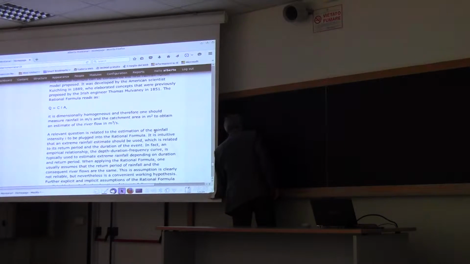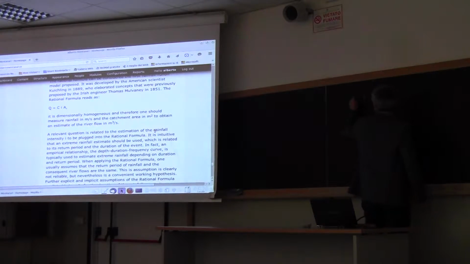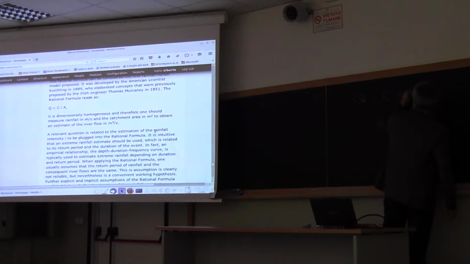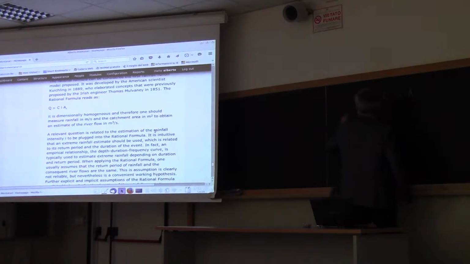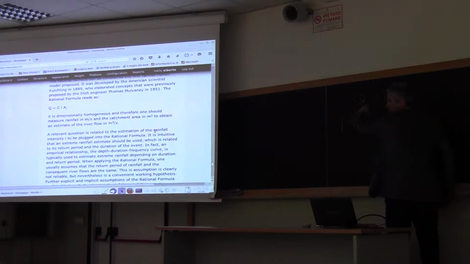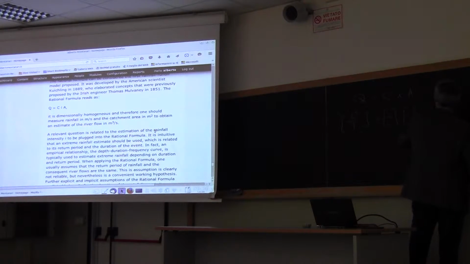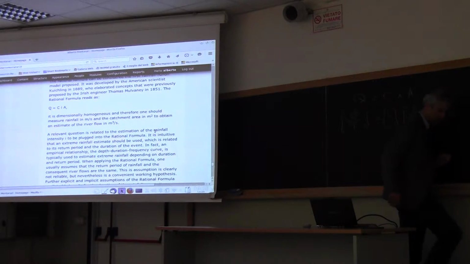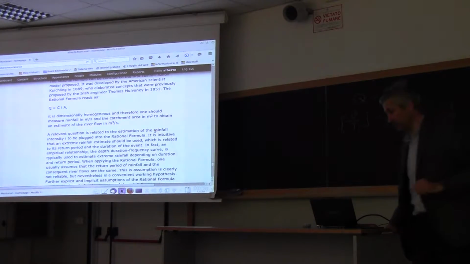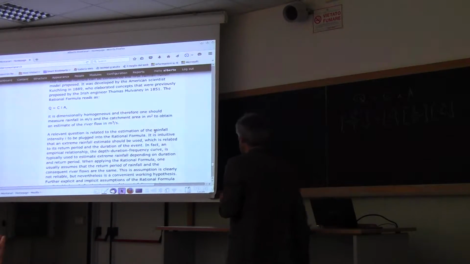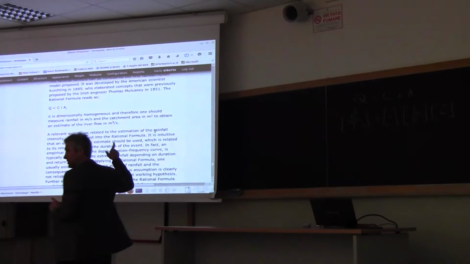So basically, if you write the rational formula CIA in dimensions, it looks like the cube of a length over time, because the river discharge is a volume per unit time, so it's the cube of a length over time. C is adimensional, see. I is a length over time, and the area, of course, is a square length. So it's dimensionally homogeneous.